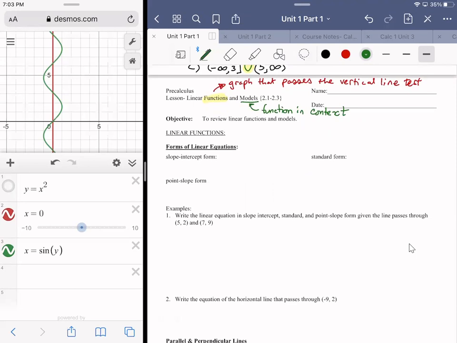So, function in context. What we think about when we talk about something being in context is that shivery feeling of dread when you start realizing that context usually means word problems, right? And that's really the name of the game, because in a lot of cases it's like, why learn this if you're not going to use it for something? So that's what the modeling is going to do for us. It's going to show us some of the applications of these functions.